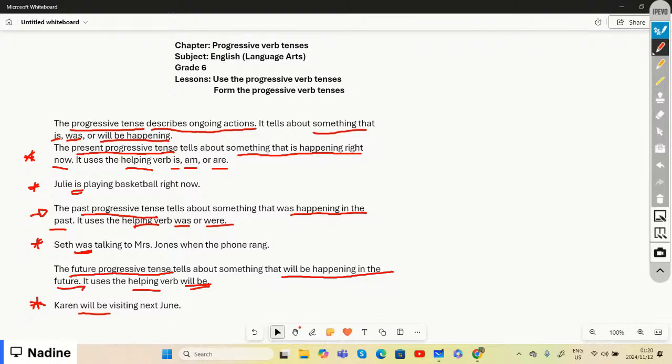All right. So before we go on to aplusstudents.ca, we see that this is our progressive tenses. Once again, I'm going over it. Progressive tenses describe ongoing action, whether it's in the present, in the past, or in the future. And it tells us about something that is, was, or will be happening. Is tells us about the present, was about the past, and will be about the future.